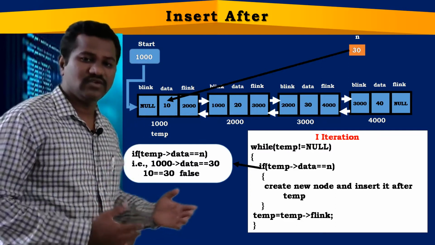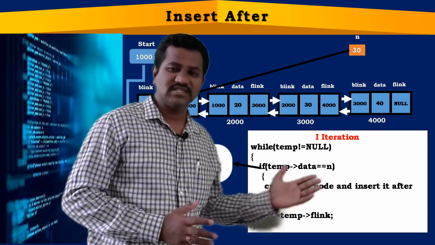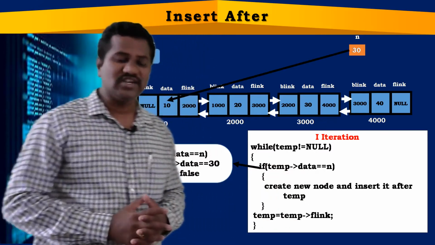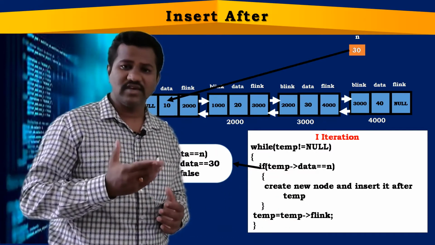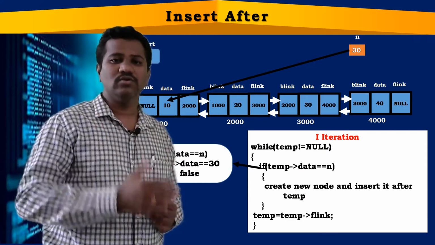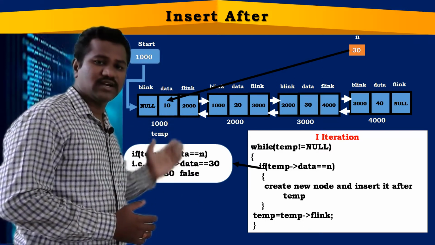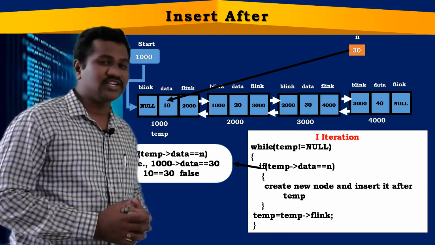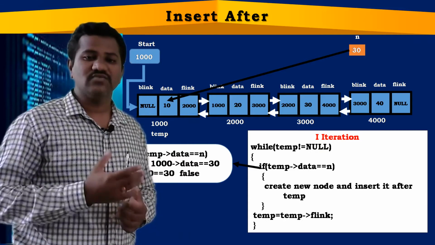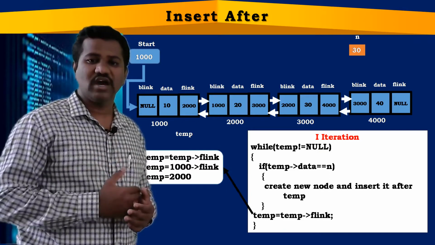Inside this while loop, we will be having an if statement: if temp arrow data is equal to n. That means with this instruction, we are checking whether the data part of 1000 is equal to n or not. And data part of 1000 is 10. Is 10 equal to 30? Condition is false. Condition false means it doesn't enter into the if part, and it goes with the instructions that we have after the if part.